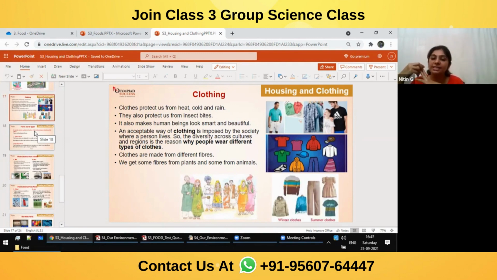Coming to man-made or synthetic fibers, they are man-made or prepared. These fibers are prepared in factories. For example, nylon, rayon, polyester. These are the examples.